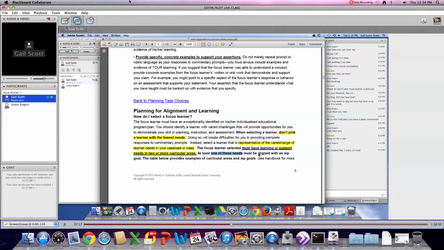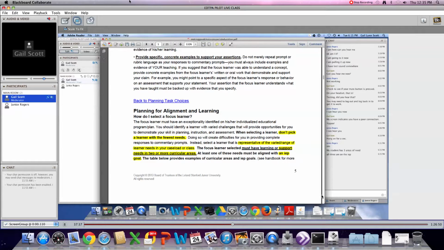One of these needs must be on their IEP. It has to be identified in an IEP goal. So, Janice, is one of their needs addressed in an IEP goal? Oh, yay, all 3 are. Okay, but you only have to work on 2.